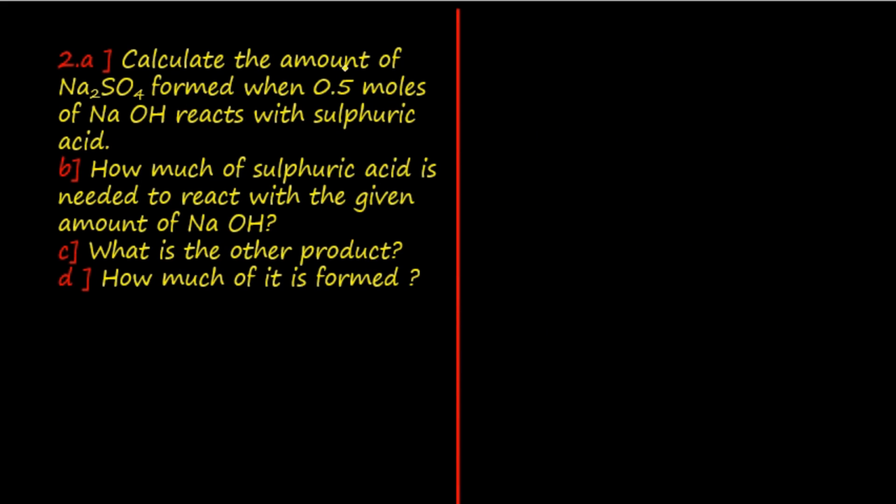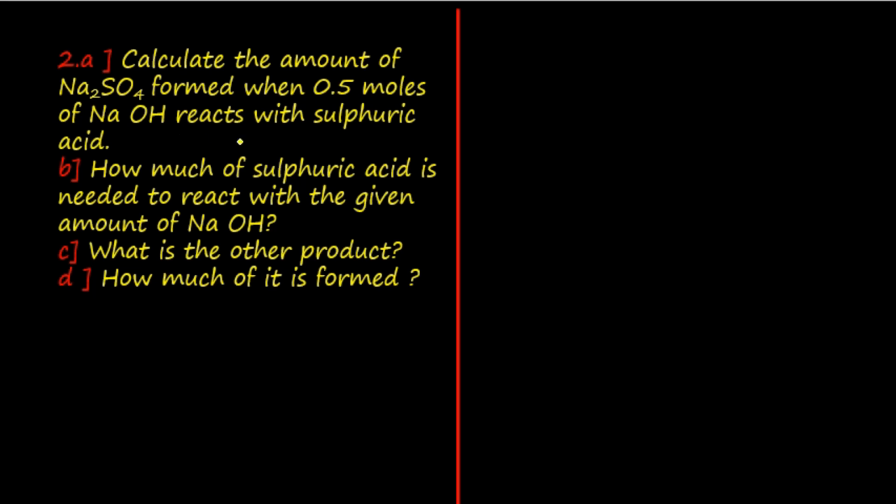Let us calculate the amount of sodium sulfate formed when 0.5 moles of sodium hydroxide reacts with sulfuric acid. How much of sulfuric acid is needed to react with the given amount of sodium hydroxide? What is the other product? How much of it is formed? So there are 4 sections for this question. We will do one by one. What is the first section? Calculate the amount of sodium sulfate formed when 0.5 moles of sodium hydroxide react with the sulfuric acid.